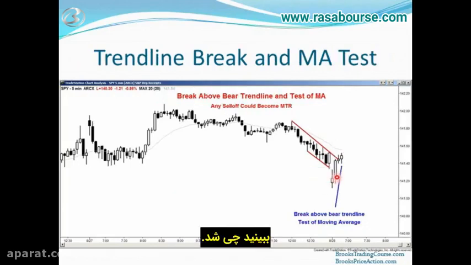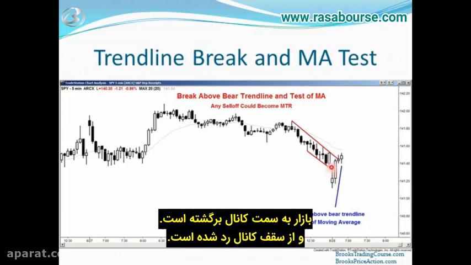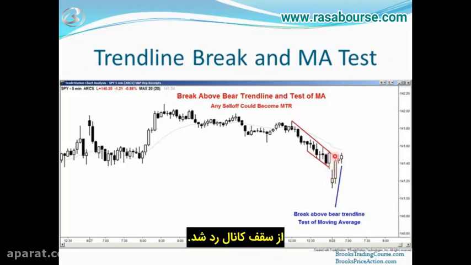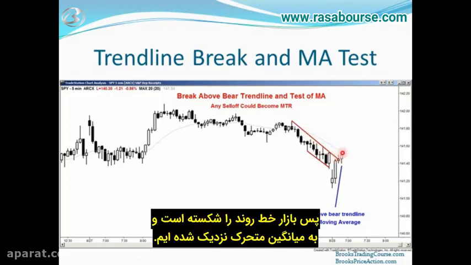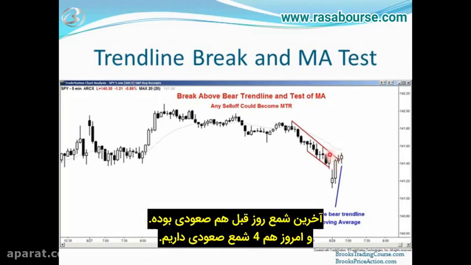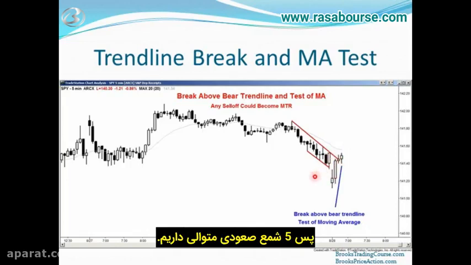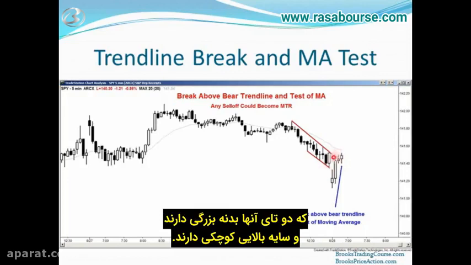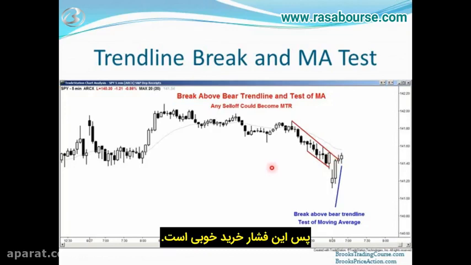Now look what happened. The market reversed back up into the channel, and it poked out of the top of the channel. Poking out of the top of the channel is the trend line, so the market's breaking above the top of the trend line, and we're getting close to the moving average. So this is good buying pressure. The last bar of yesterday and first 4 bars of today, that's 5 consecutive bull trend bars, and 2 of them are relatively big bars, big bodies with closes near their highs.